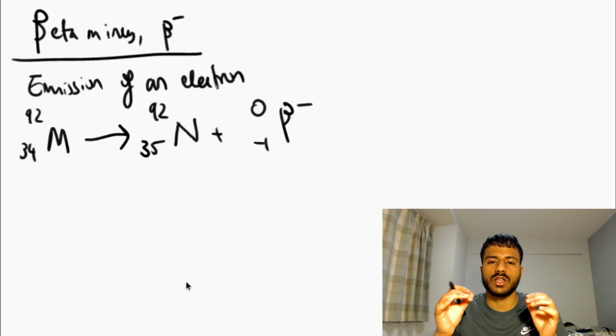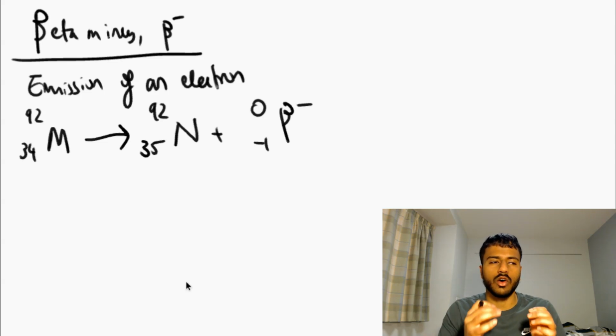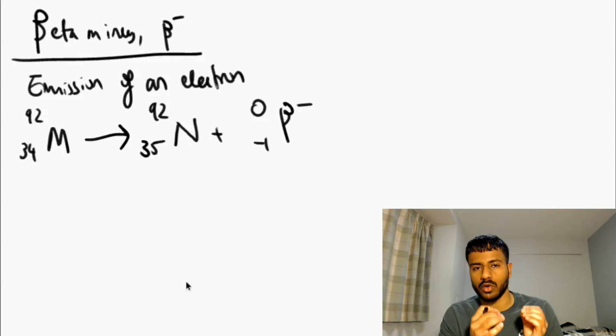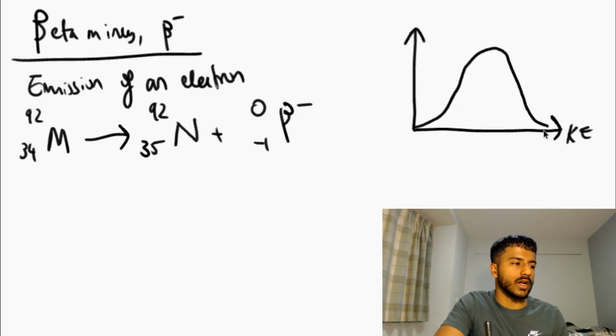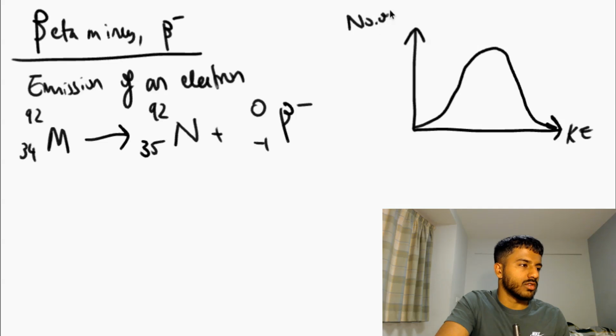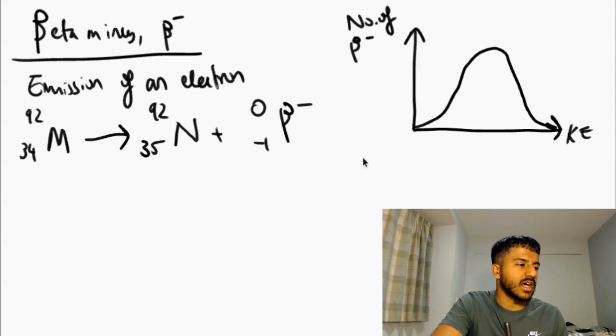Now what scientists and researchers were able to do was measure the kinetic energy of these beta minus particles that were emitted. So they found out that there was a range of kinetic energies that different beta particles occupied, and this here is the number of beta minus particles at that specific kinetic energy. With this data, they were clearly able to see that the kinetic energy of the beta minus particles varied.